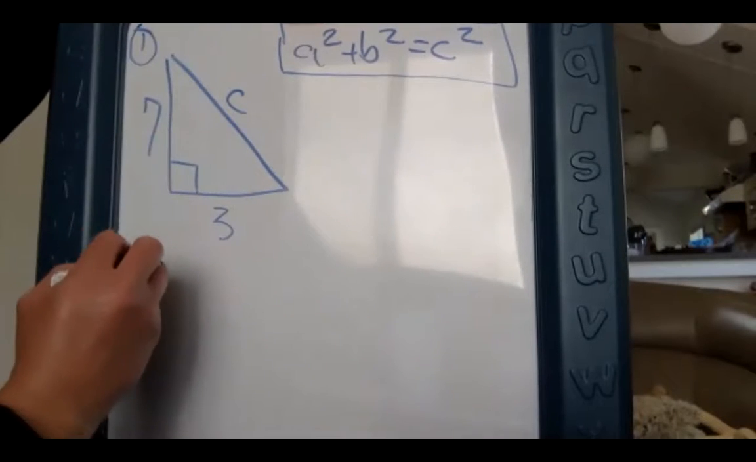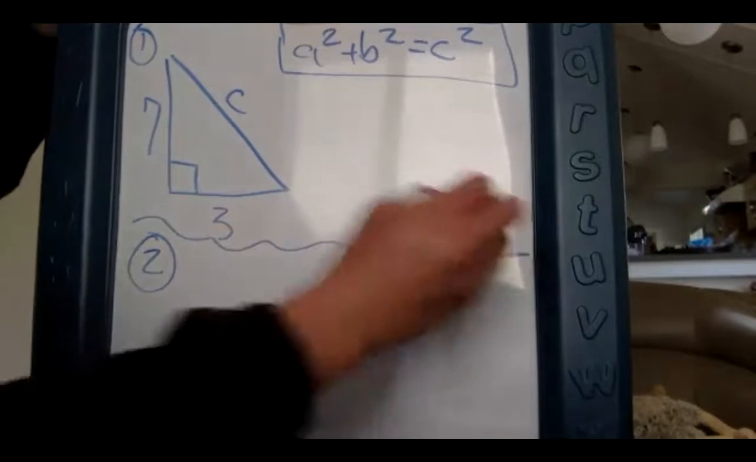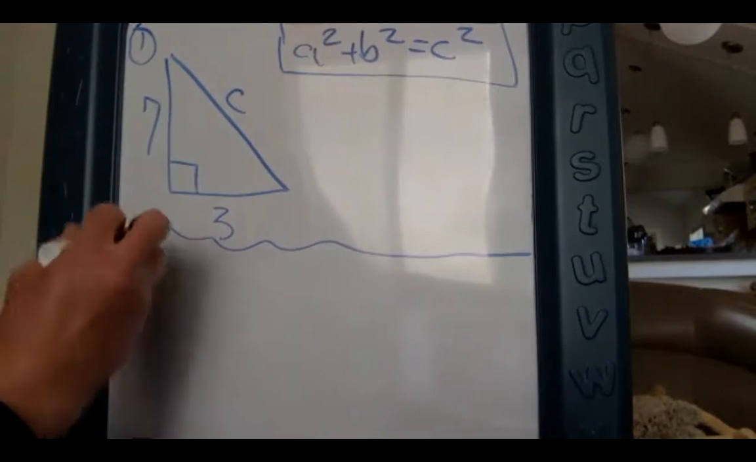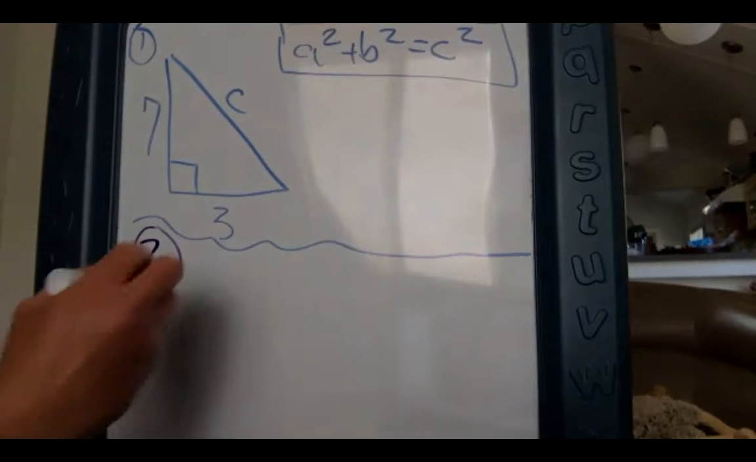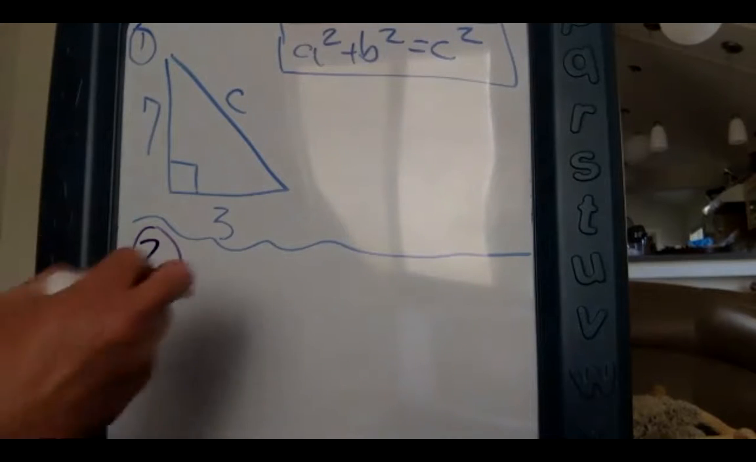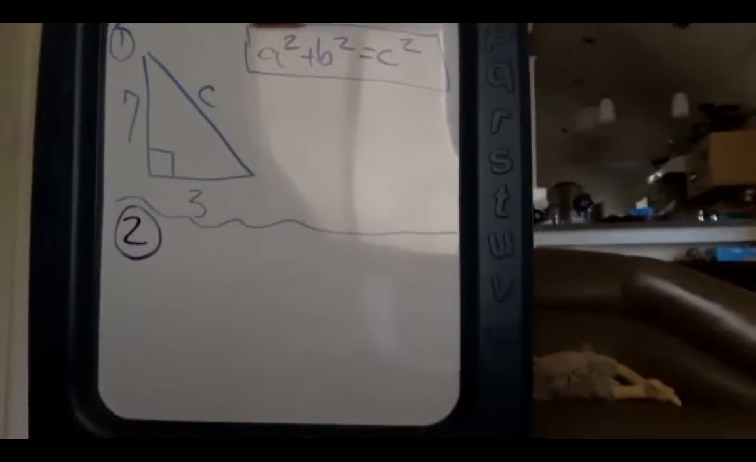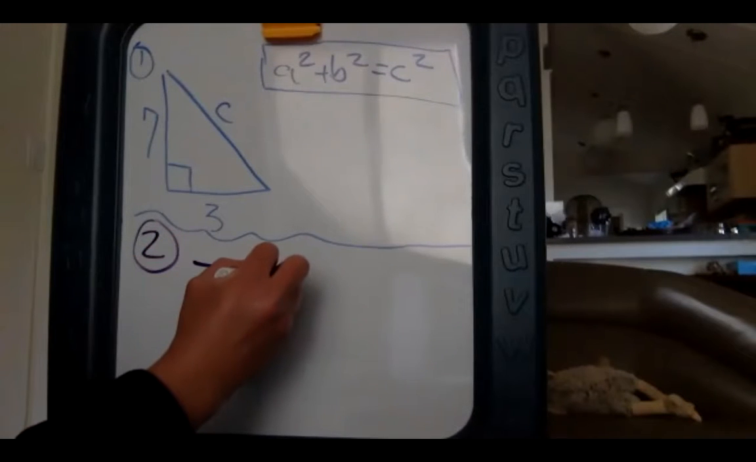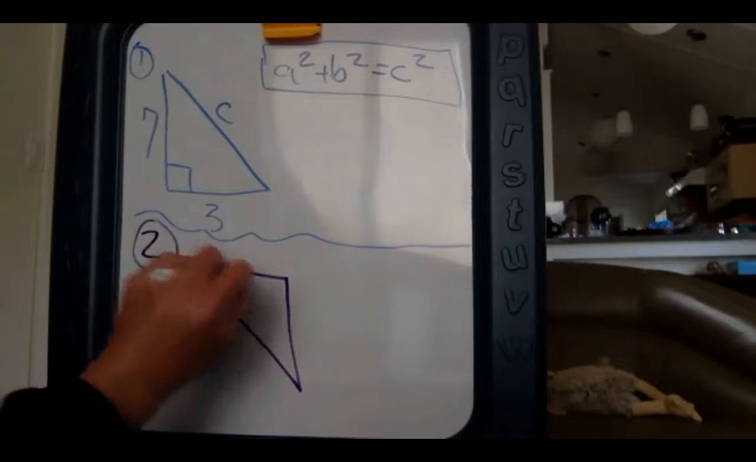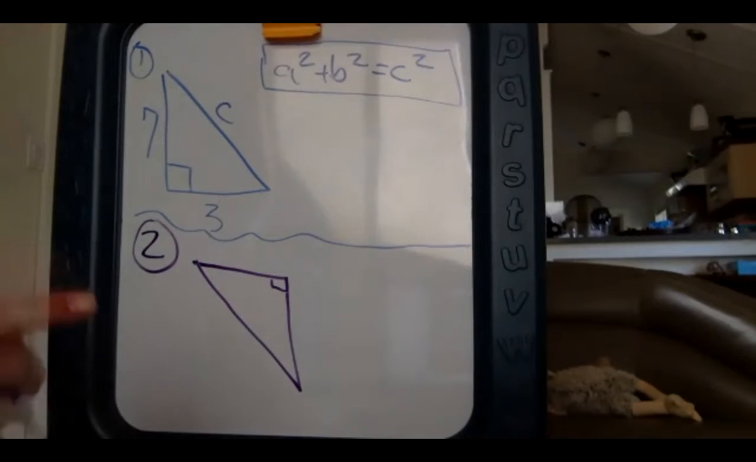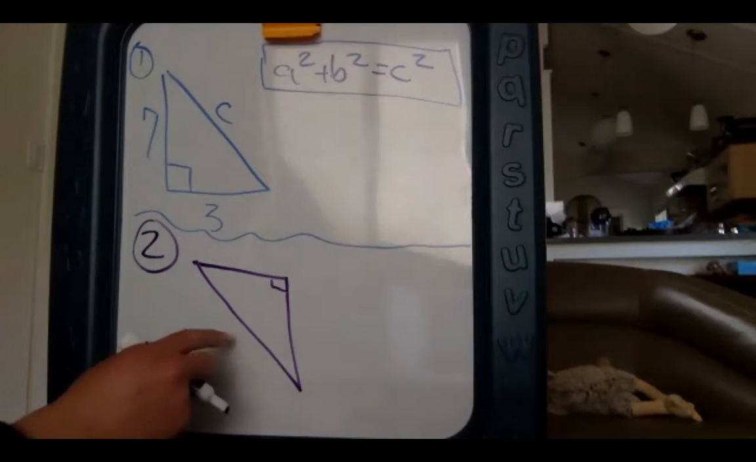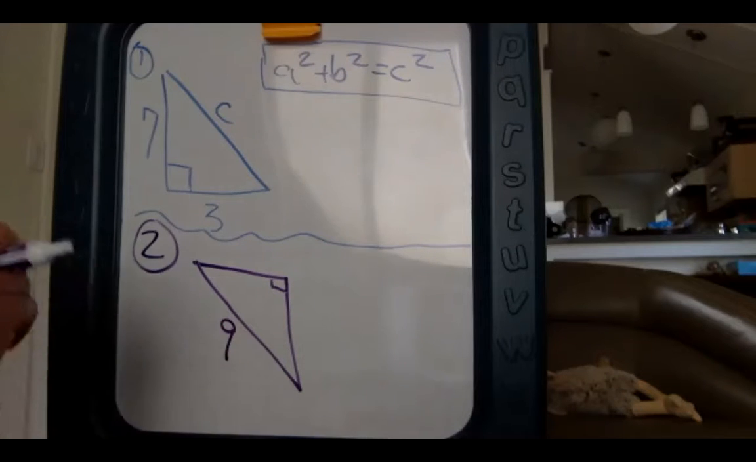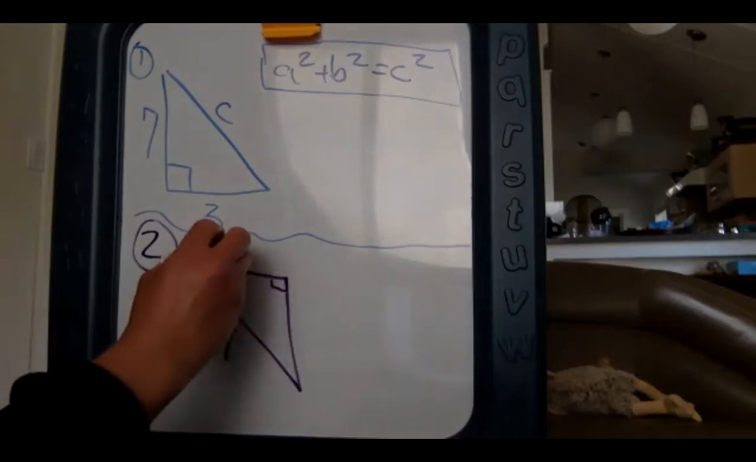The second problem that I'd like you to try, and we'll just separate this with a little squiggly, is the following. Now this one's going to be a little bit different, and I'm not going to tell you how to do it. I want you to see if you can figure it out. Okay, so let's say we have a right triangle going this way, where this is the right angle, and this time I'm going to give you that the hypotenuse is 9, and one of the legs is 5.